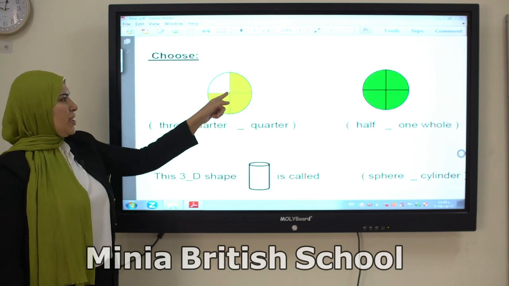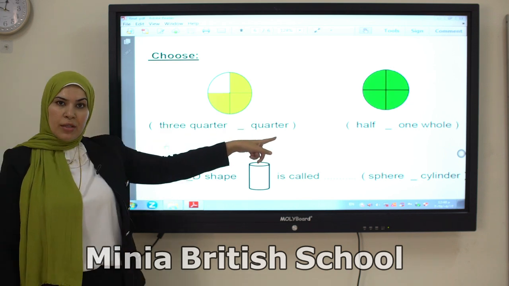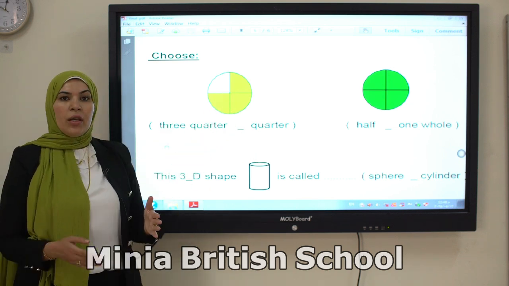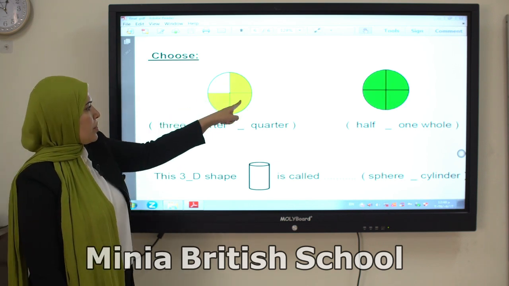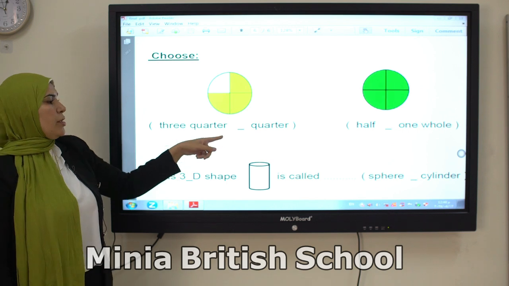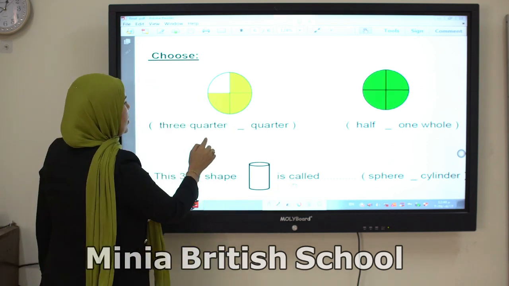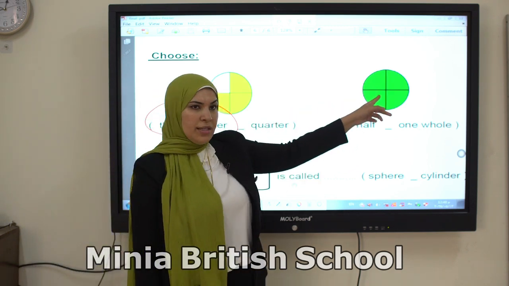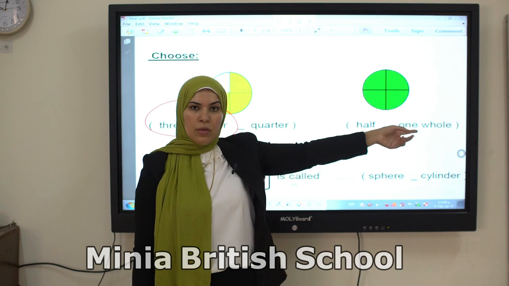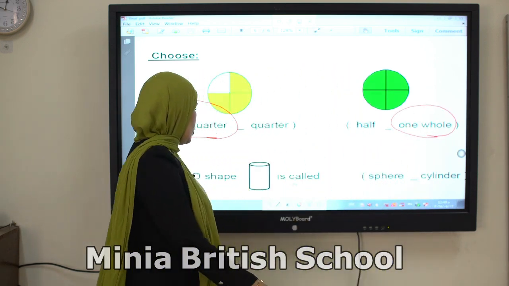Choose. Okay, what is this fraction? 3/4 or quarter? If you see the fraction, I will ask you about the colored part. Okay, so here the colored part is 3/4 or quarter? 3/4. So make a circle around 3/4. Okay, and here, what is this fraction? Half or one whole? One whole. Okay, so make a circle around one whole.